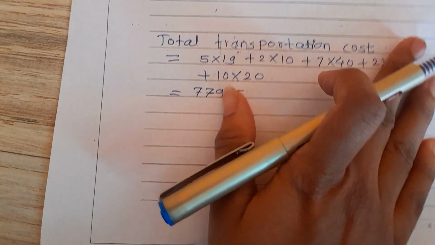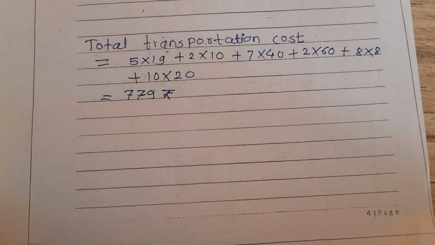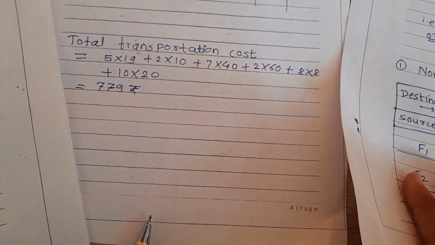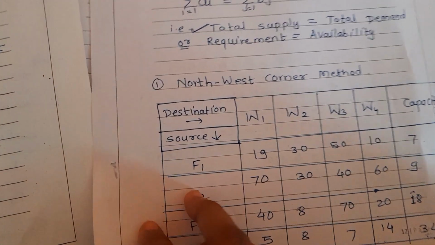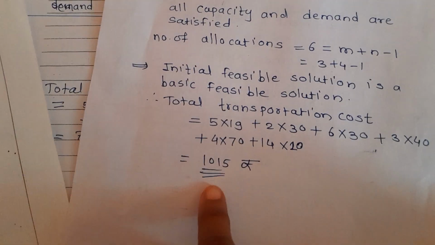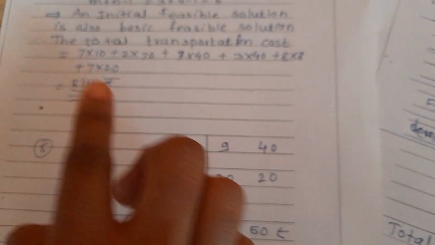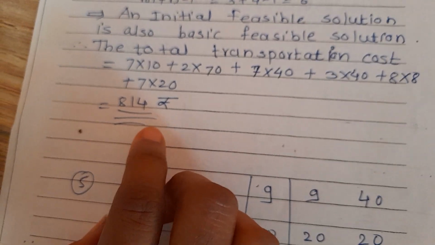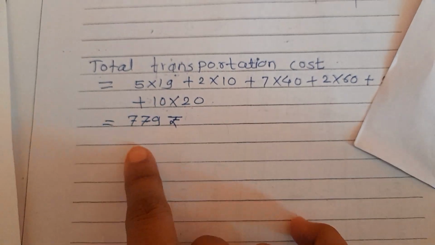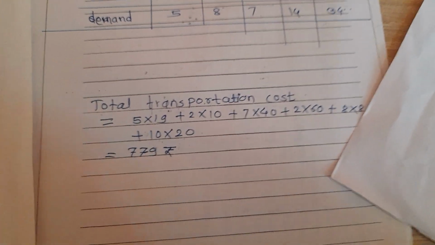Therefore our total transportation cost is 779 rupees. See, among all these three methods, the first method is the northwest corner method. In the northwest corner method our cost is 1015 rupees. In the matrix minimum method our cost is 814 rupees, and in Vogel's approximation method, that is the VAM method, our cost is 779 rupees. That is the minimum cost.